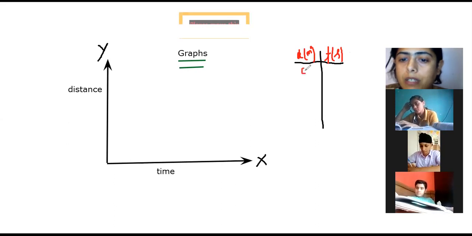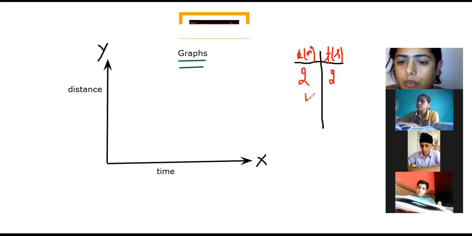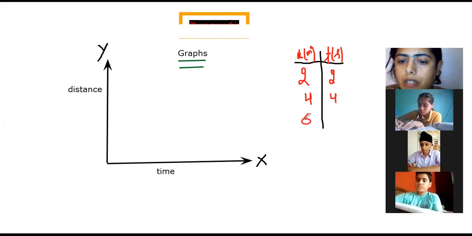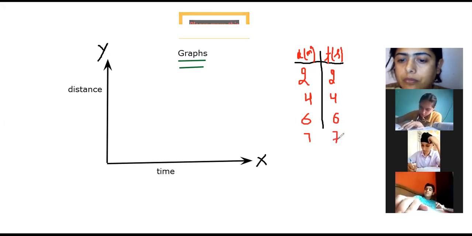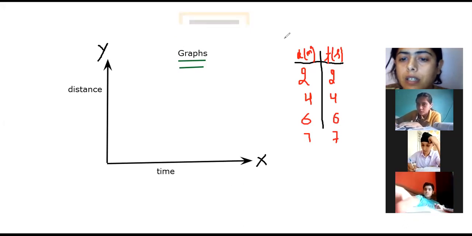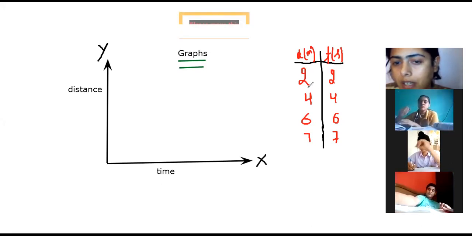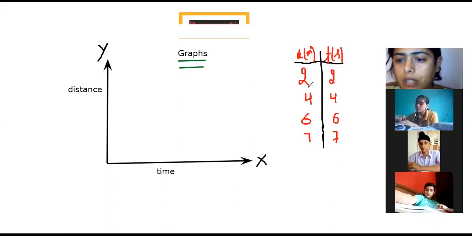Let's say 2 meter covered in 2 seconds, 4 meter covered in 4 seconds, 6 meters covered in 6 seconds, 7 meter covered in 7 seconds. So what is the motion of this? Is it the uniform motion? Because distance is covered, so this is not going to be rest. Rest to nahi hai. So it is going to be the motion. Is it uniform or non-uniform?